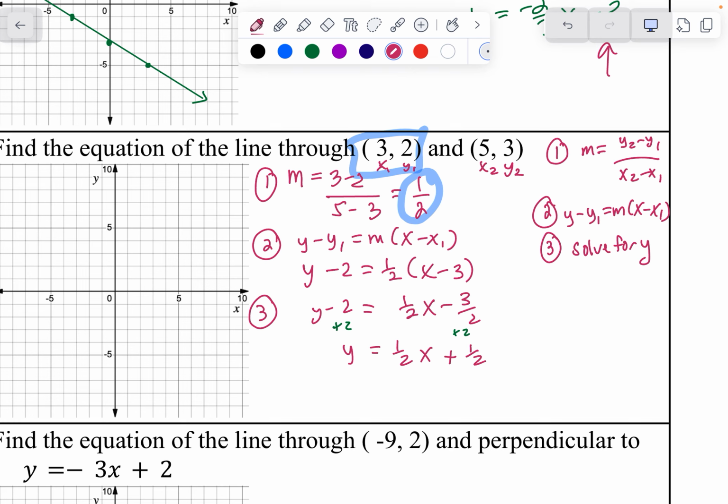So now we're ready. We have the equation of the line in slope-intercept form. Let's see if we got it right. So let's do it the opposite way this time. Let's go to the point 3, 2. Let's go to the point 5, 3. Let's make our line. 3, 2, 5, 3, that's right.